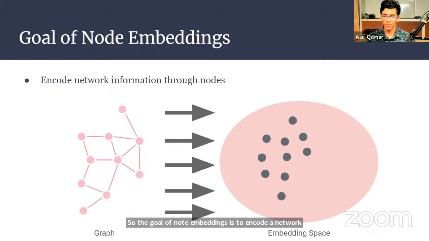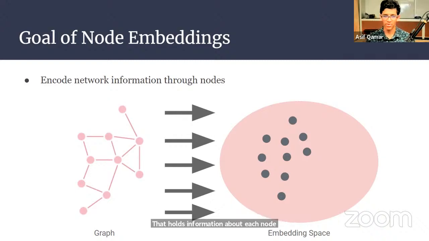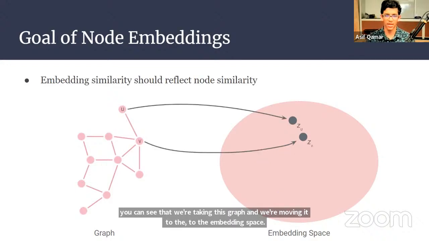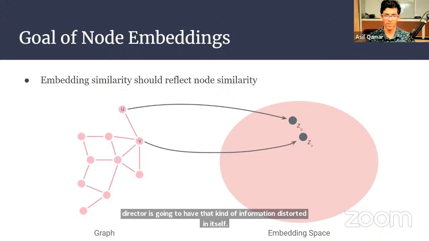So we're converting each node to a unique vector embedding that holds information about each node, such as edges or neighbors. So you can see that we're taking this graph and moving it to the embedding space. And each node, so you no longer have to worry about edge connections. Each vector is going to have that kind of information just stored in itself.